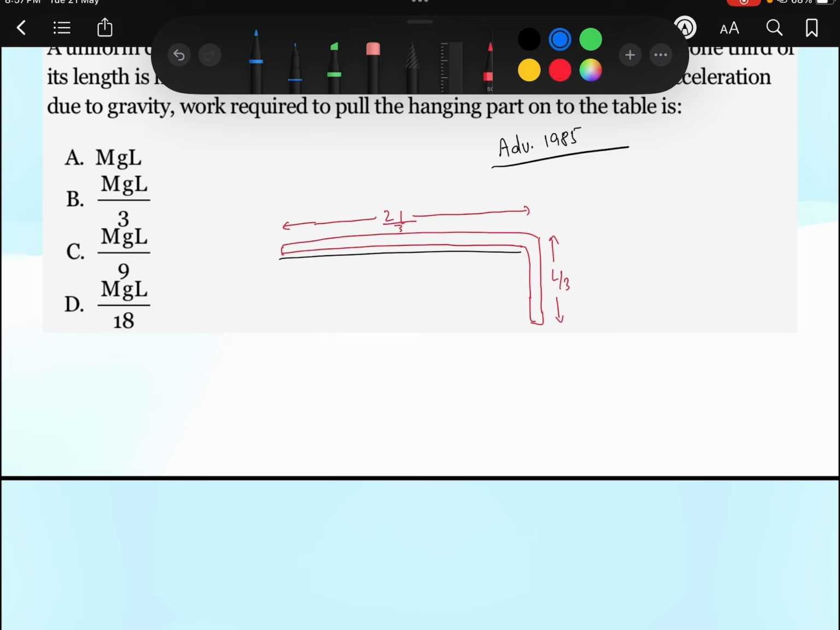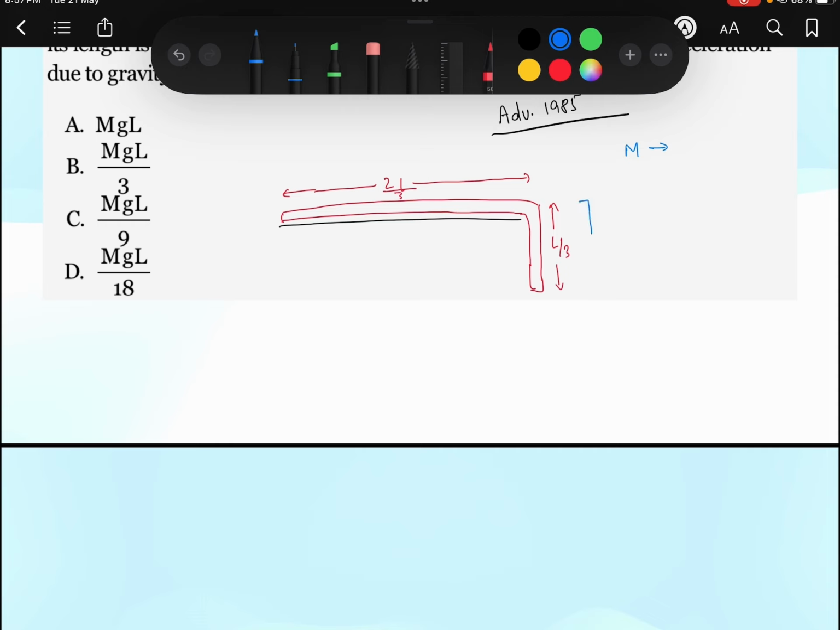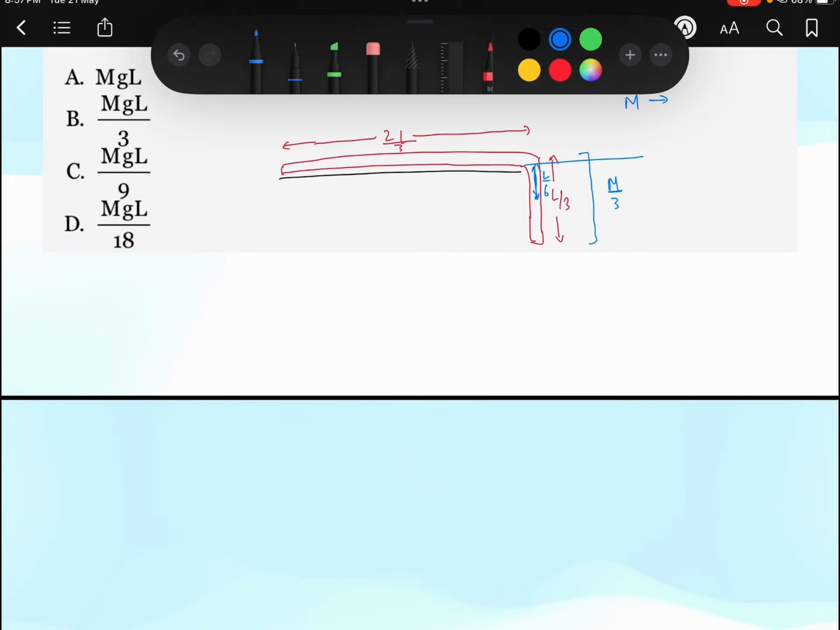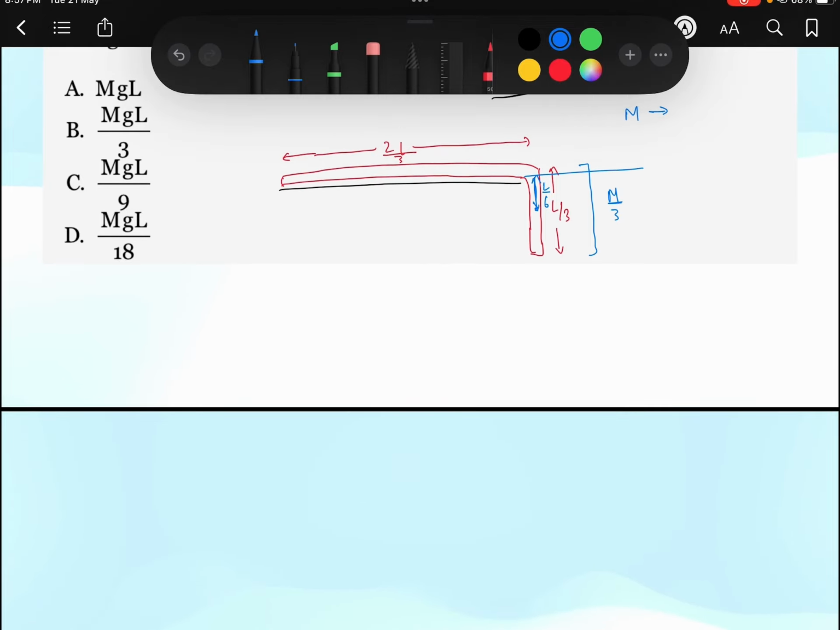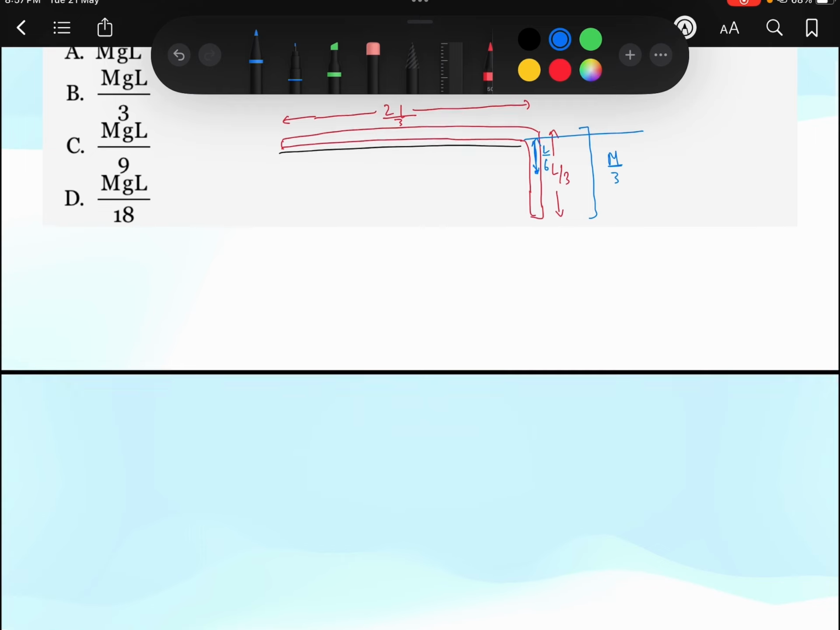Okay, so if I suppose that the total mass of this chain of length L is m and it has a uniform mass distribution, then the mass of this hanging part will be equal to m by 3, right? And the position of center of mass for this hanging part will be equal to what? If I take this as our origin here, then this length will be equal to L by 6. Okay, so here is the situation. This hanging part, I can assume as a point particle here.